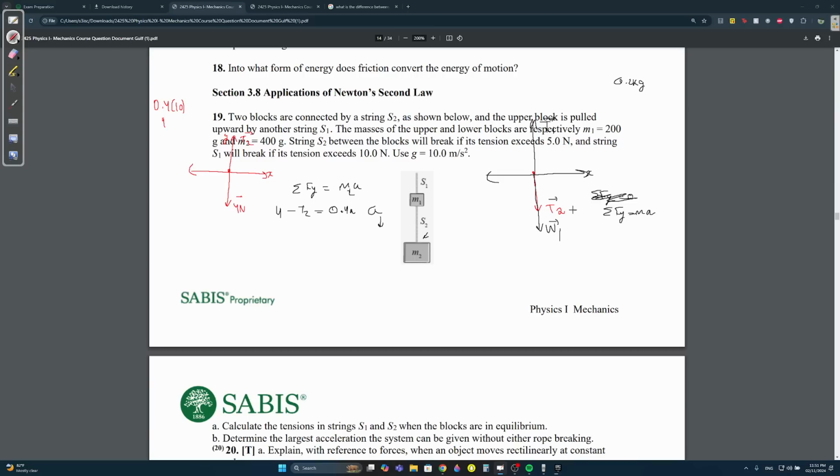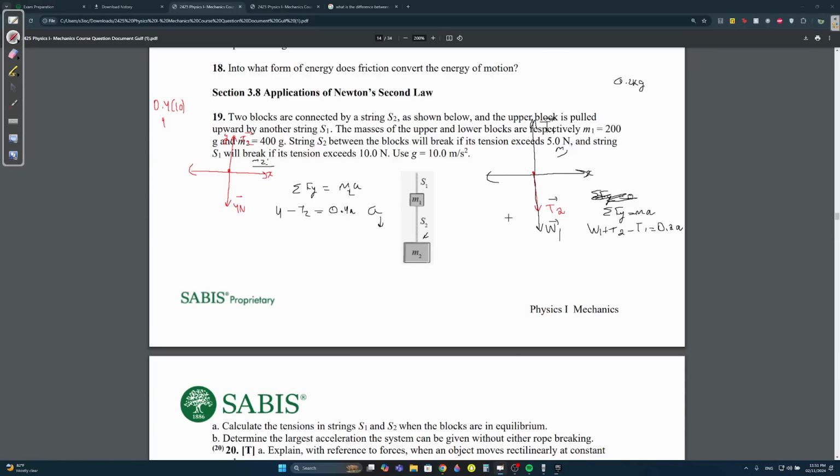Then here, sigma Fy is also going to be equal to MA because we're accelerating. What are my vertical forces? I have T1 up, T2 and W1 down. Let's say it's accelerating down, so W1 plus T2 minus T1 is equal to 0.2 A, because the mass of object 1 is 0.2. This one here is mass 1, and this is mass 2.